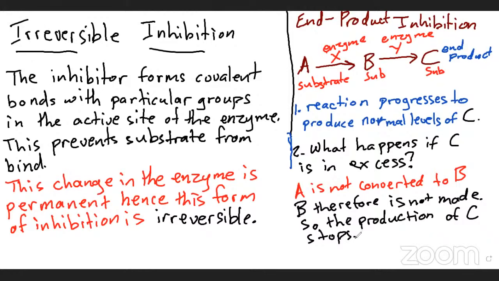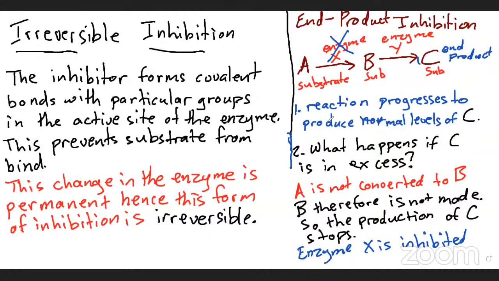All right, so get that? If C is in excess, it stops the conversion of A into B. It is basically inhibiting enzyme X. Enzyme X is inhibited. So again, end product inhibition. The end product is the final compound in the reaction sequence. When the level of it is high, it is going to stop the conversion of A into B by inhibiting enzyme X. High levels of your end product inhibit the reaction that starts the process. All right, so that is what end product inhibition is.